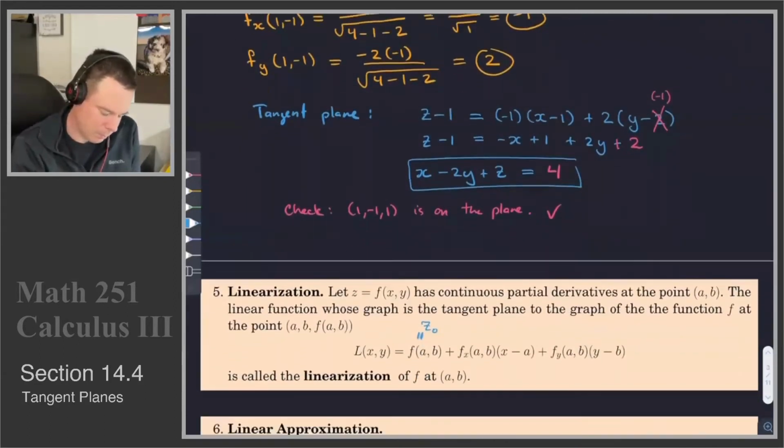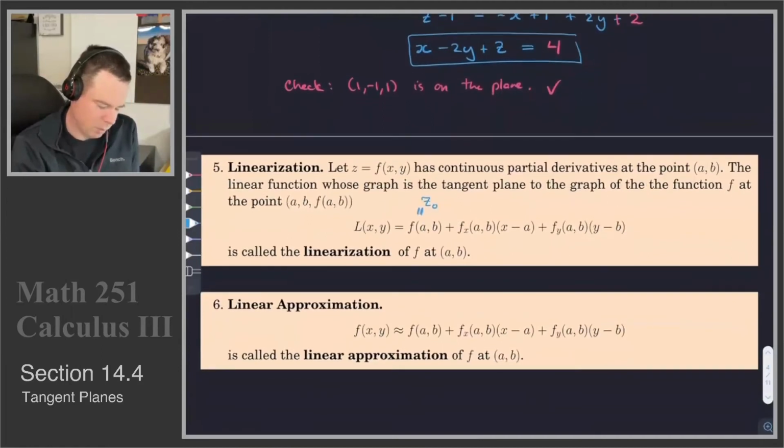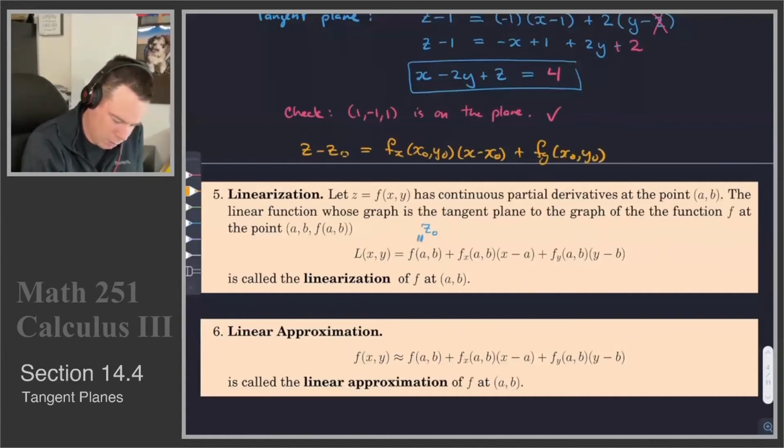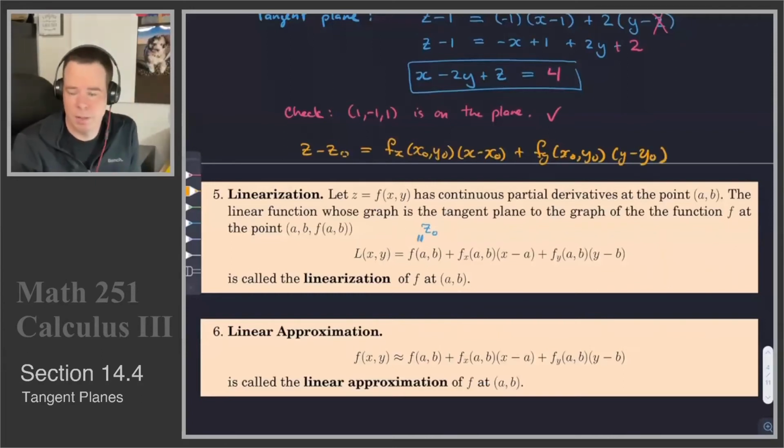Sorry, can you repeat that again? Didn't understand that. Sure, we've got an equation for a plane that looks like this: f sub x, x naught, y naught, x minus x naught, plus f sub y, x naught, y naught, y minus y naught. So that's our equation of our tangent plane, just reorganized a little bit.